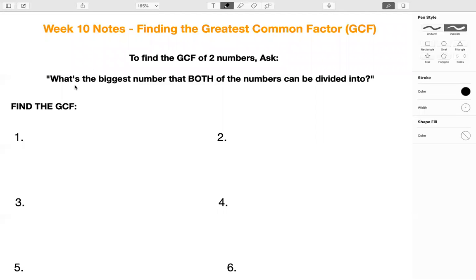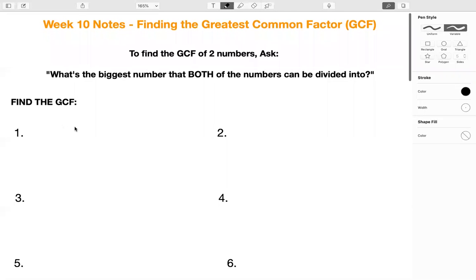Week 10 notes, finding the greatest common factor, or GCF. You might be familiar with the GCF from prior years in math, but we're going to go over it again. To find the GCF of two numbers, you have to ask yourself the following question and write this down. What's the biggest number that both of the numbers can be divided into? Again, what's the biggest number that both of the numbers can be divided into?